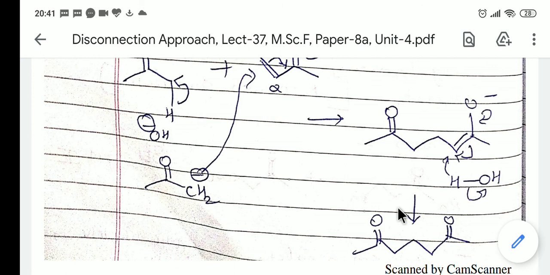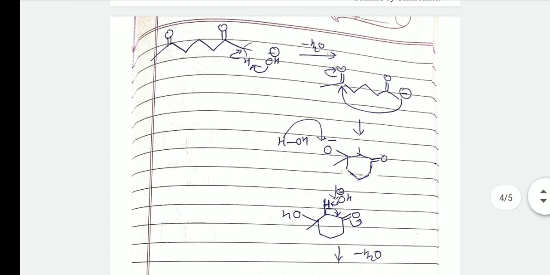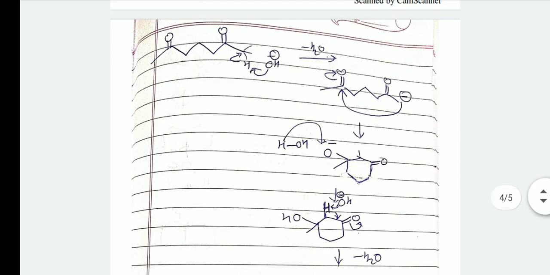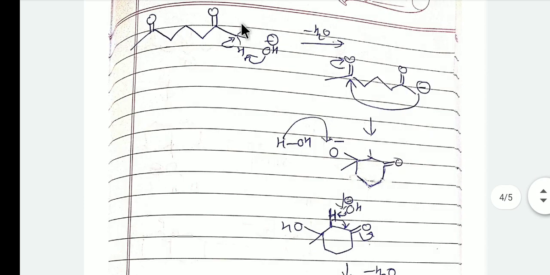It is a 1,2,3,4,5, 1,5-dicarbonyl compound. Now when this 1,5-dicarbonyl compound reacts with base, the base removes a proton from this compound, and water is liberated here, so here CH2 is remaining. This CH2 is illustrated by CH2 minus.